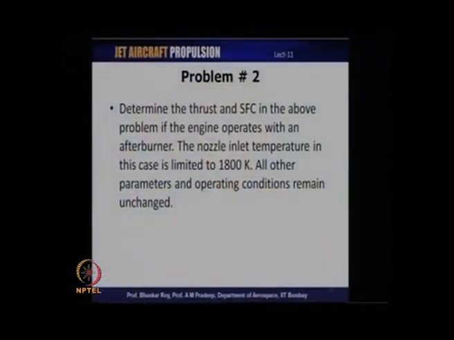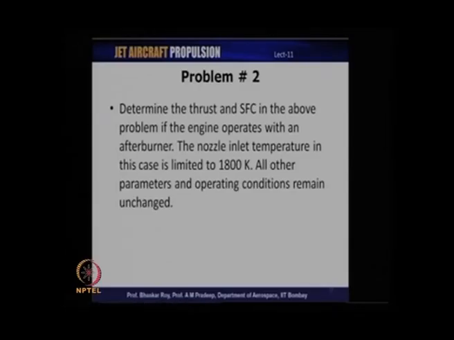That is, if this particular turbojet is to operate with an afterburner, then what would be the corresponding thrust and fuel consumption? So the problem statement for the second problem is: determine the thrust and specific fuel consumption in the above problem if the engine operates with an afterburner. The nozzle inlet temperature in this case is limited to 1800 Kelvin. All other parameters and operating conditions remain unchanged.